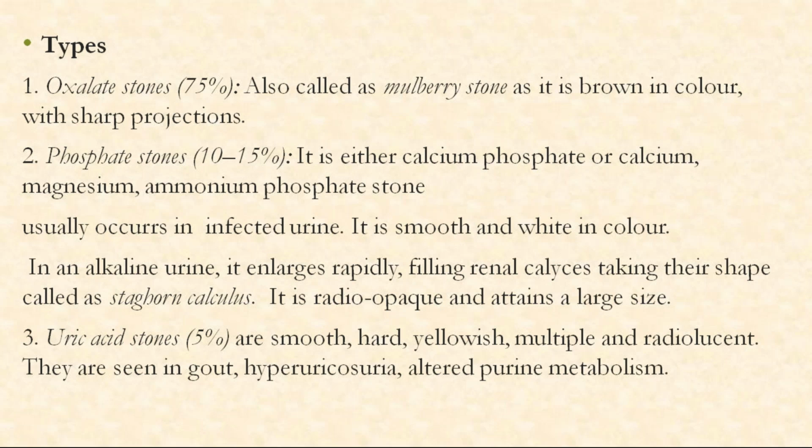In alkaline urine, these phosphates rapidly increase, enlarge, and fill the renal calyces and produce their shape, which is called Staghorn calculus. So Staghorn calculus is commonly seen in alkaline urine because calcium phosphates fill all the renal calyces and produce a shape similar to the renal papillae. That is called Staghorn calculus. When you take an X-ray, it is radio opaque.